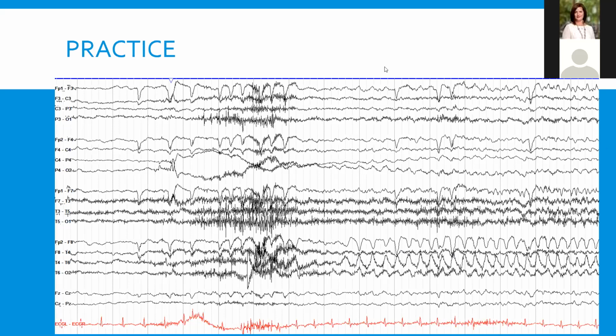Let's see if there's any more comments. Okay, so Vikram said, yeah, right temporal seizure. Yep, you guys got it. So it's a right temporal seizure. And let's see if I have a next page.